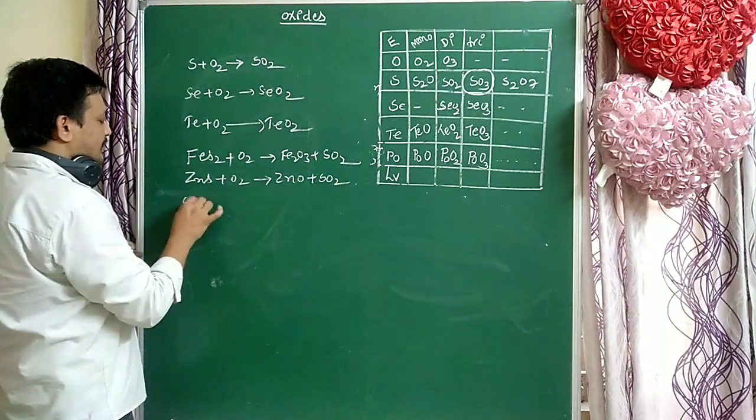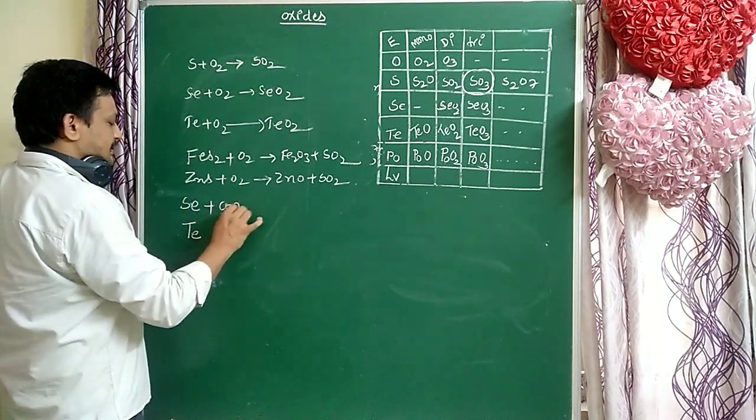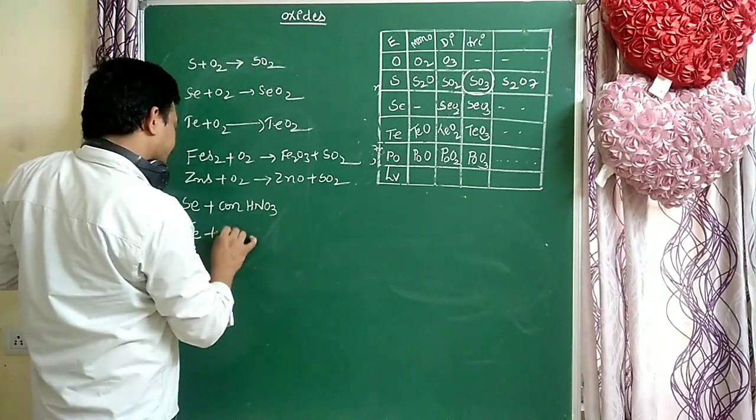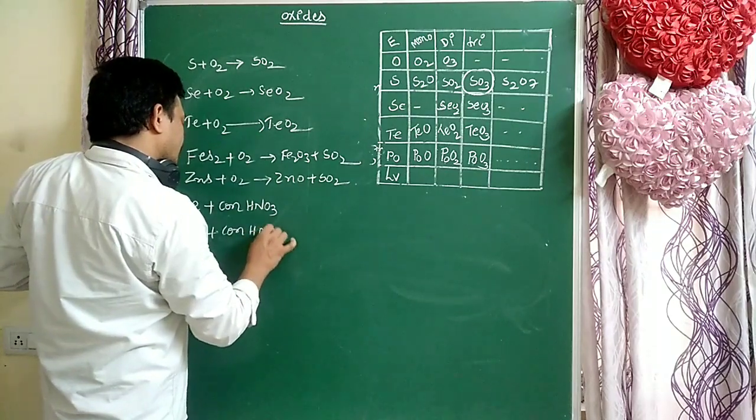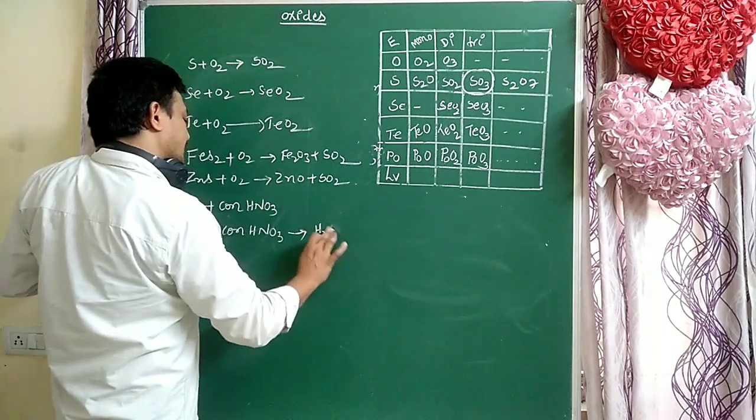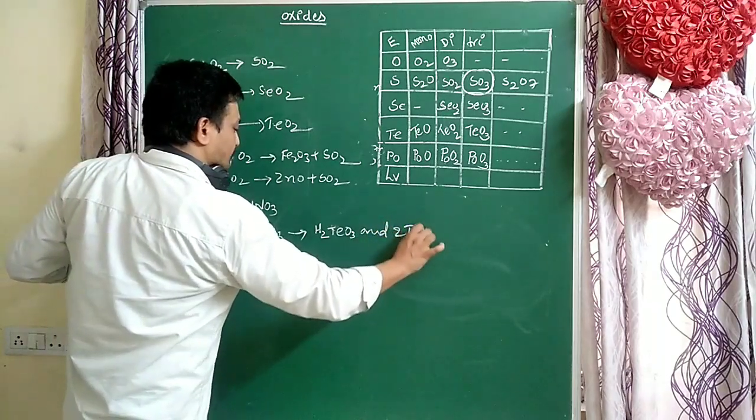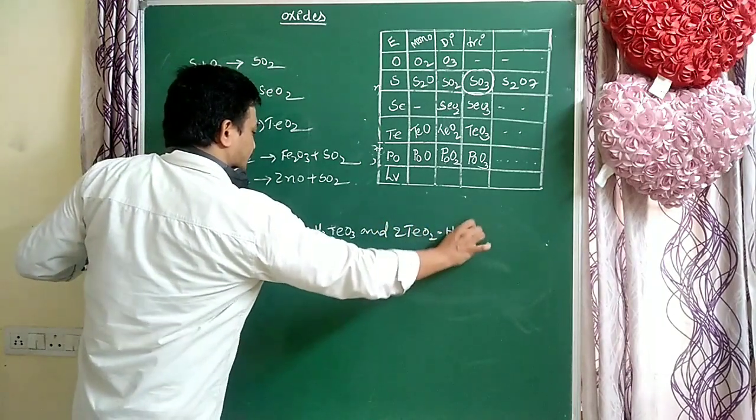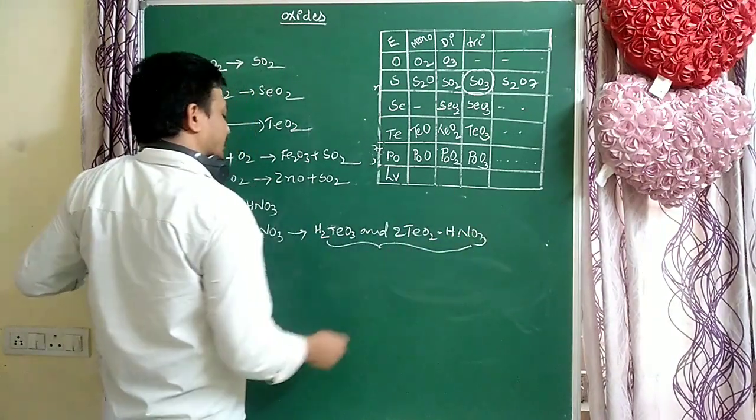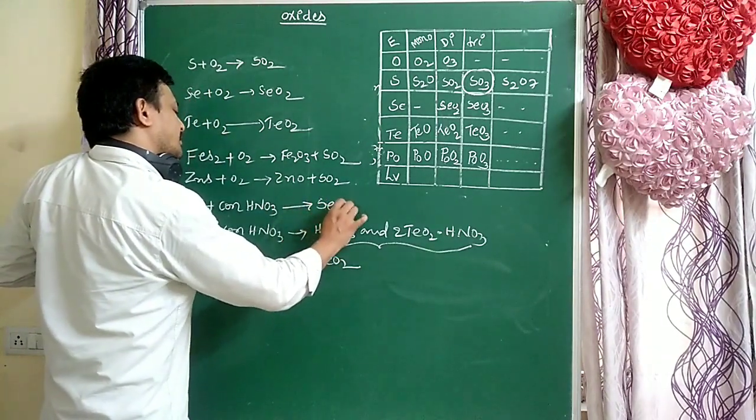But selenium and tellurium metals dissolve in concentrated HNO3 to form, here tellurium easily forms, H2TeO3, 2TeO2 and HNO3. There is water also. After decomposition, on heating, the water and HNO3 evaporate to form TeO2. Here SeO2 is formed after evaporation.